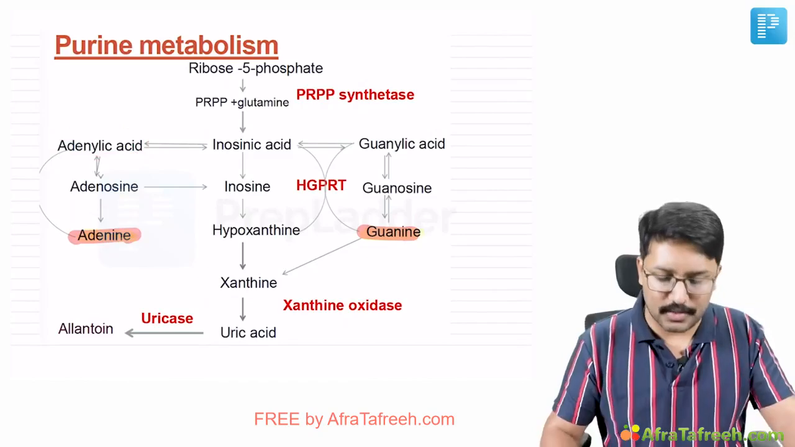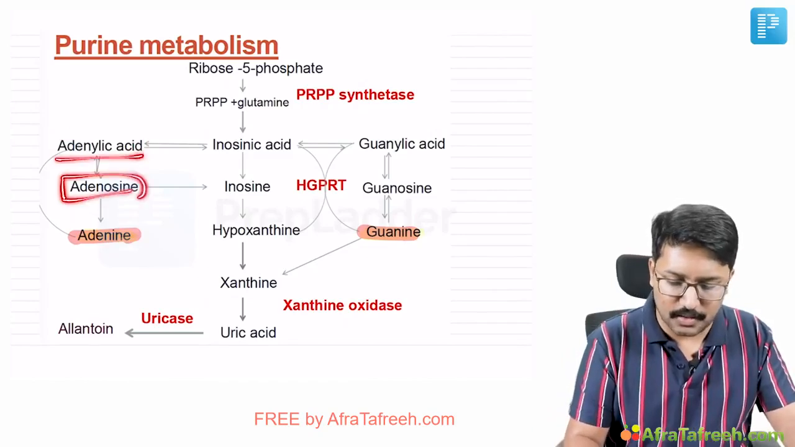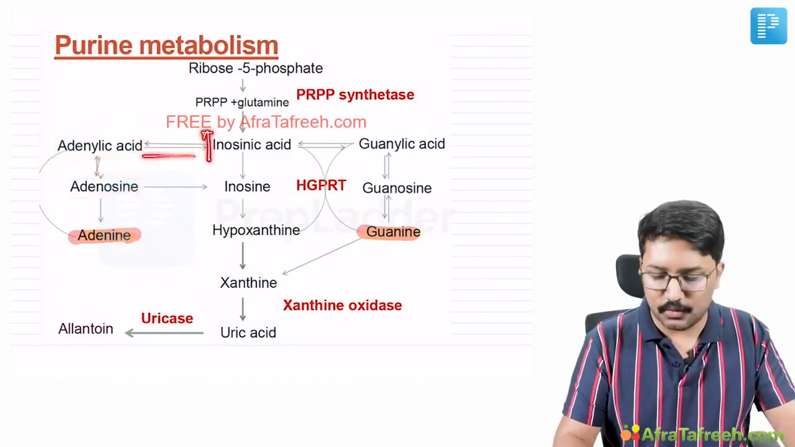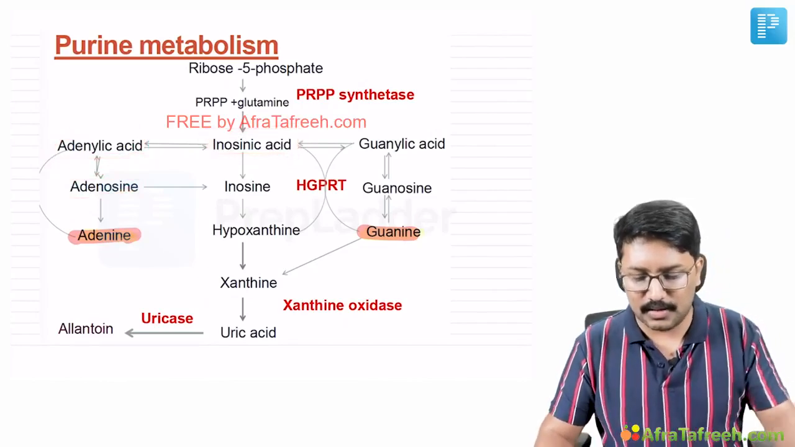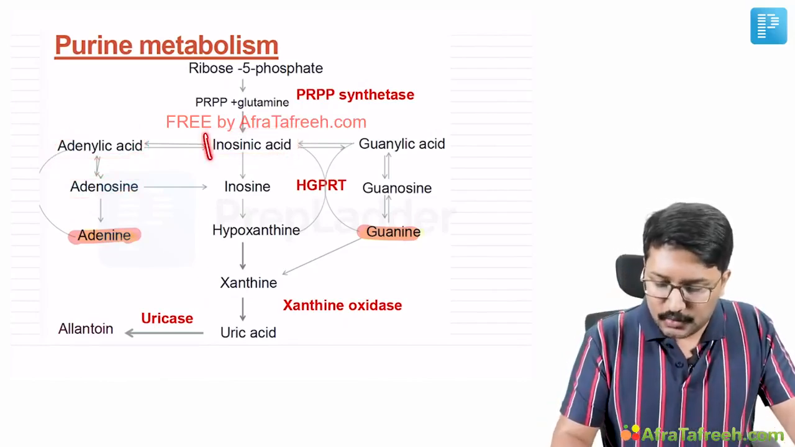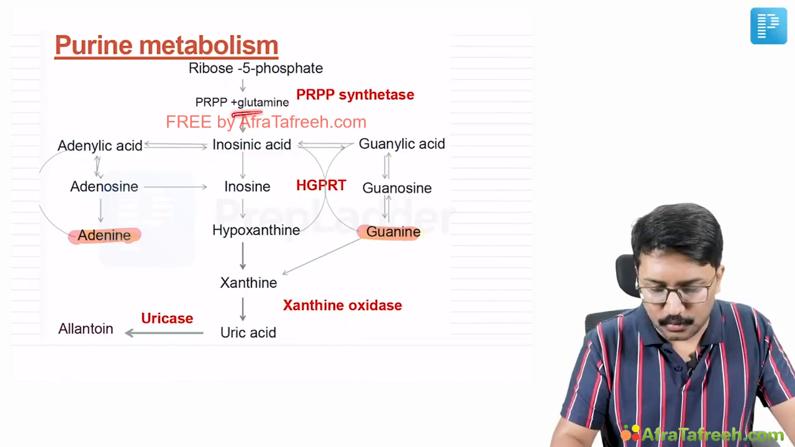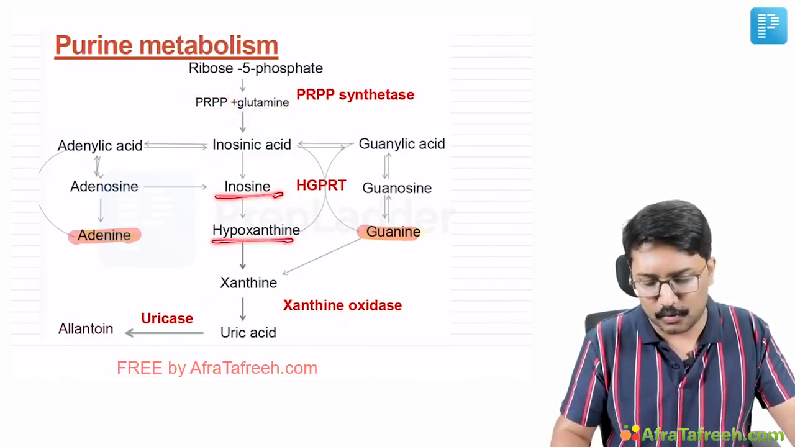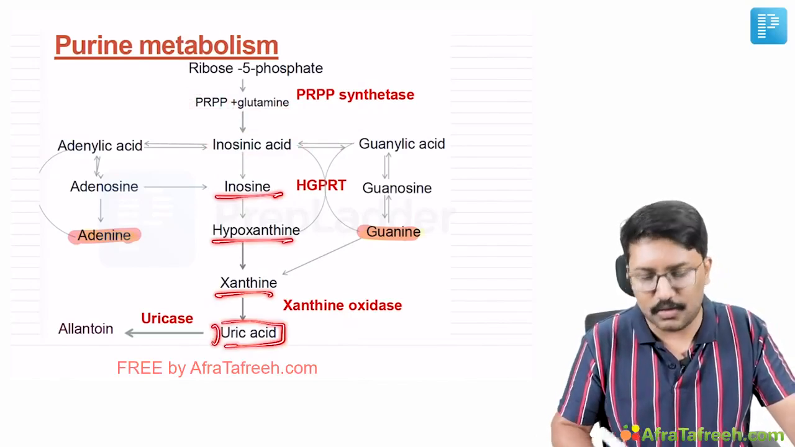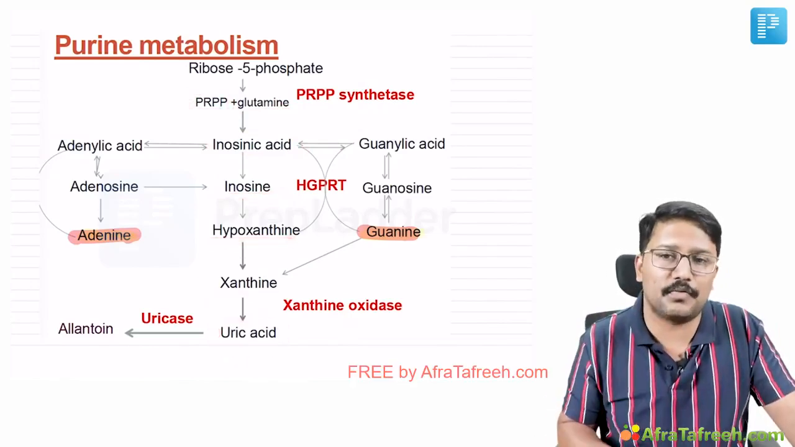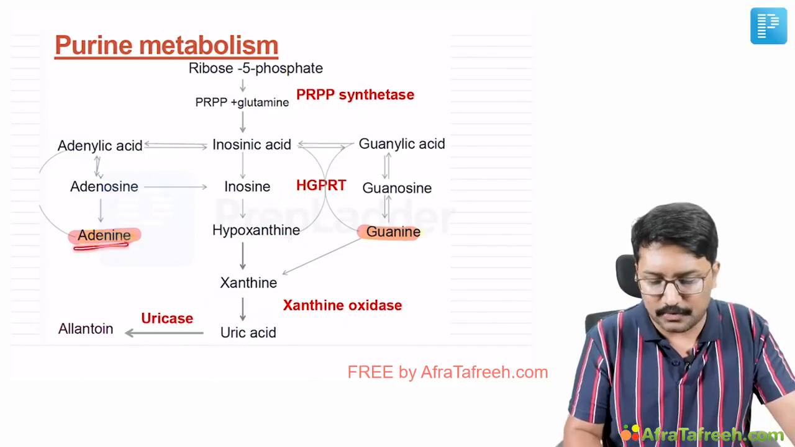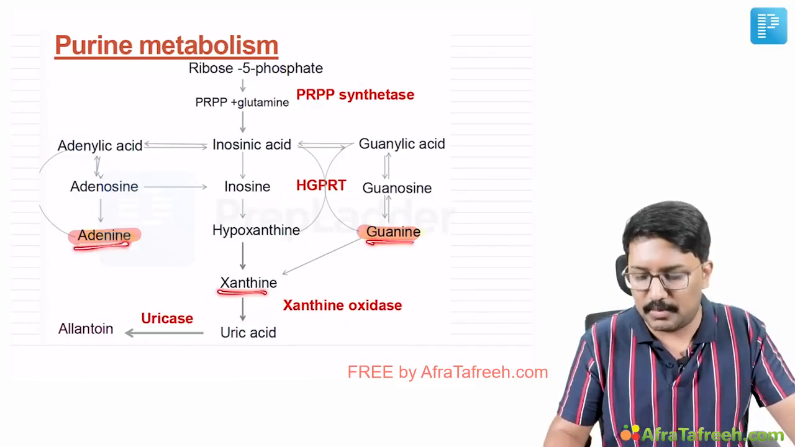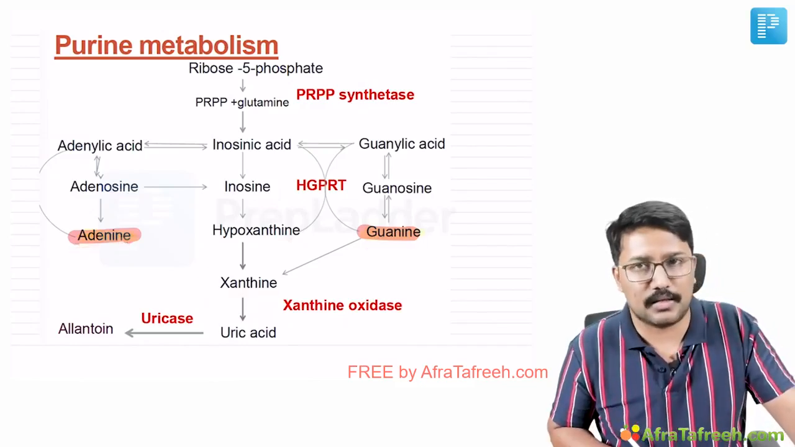Similarly, if it is a purine nucleotide, adenosine has to be converted to adenylic acid, and that has to be converted to inosinic acid, and this inosinic acid actually also derives from glutamine and PRPP. Now inosinic acid then becomes inosine, hypoxanthine, xanthine, and then eventually uric acid. So there is a complex set of events involved in conversion of adenine to xanthine. Guanine can be directly converted to xanthine, right?